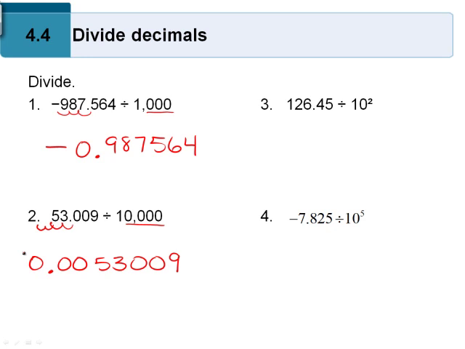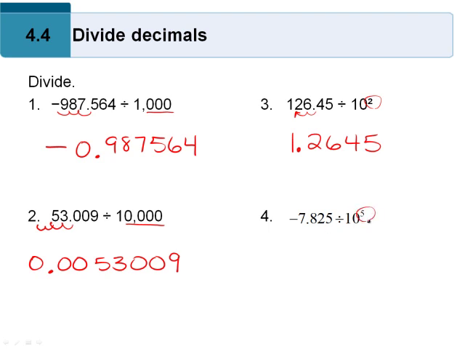Number 3, 126.45 divided by 10 squared. So no signs, but because of the exponent 2, we're going to move the decimal point 2 places to the left. So we go whoop whoop, and it would be right between the 1 and the 2. So 1.2645. All right. And number 4, we have negative 7.825 divided by 10 to the 5th.